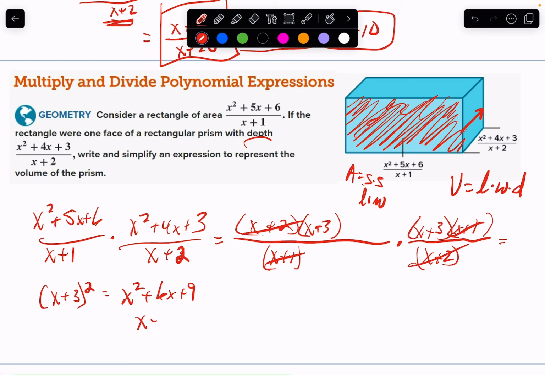Okay, but remember, x can't be -1, -2. So there's our actual expression. This is our domain piece.